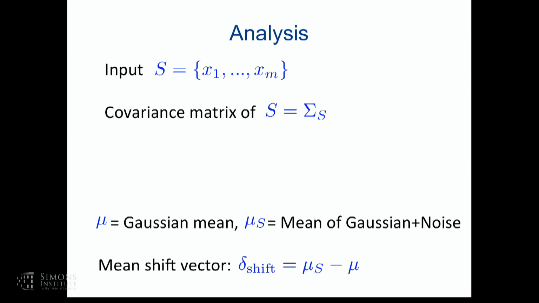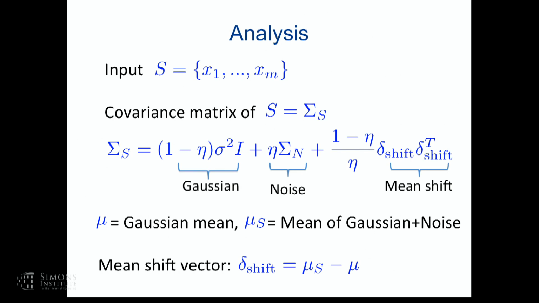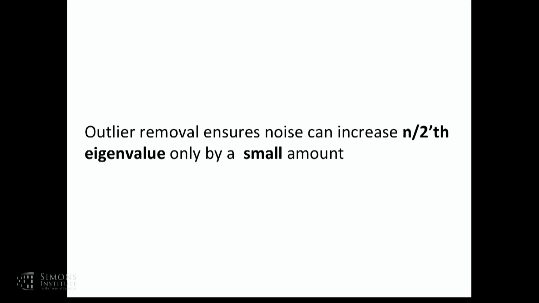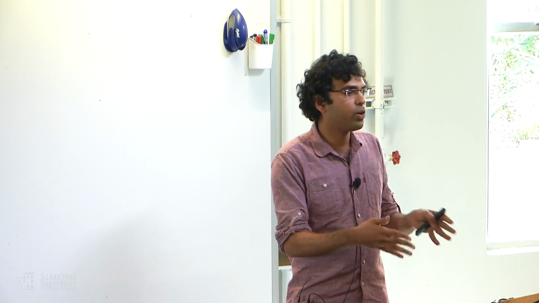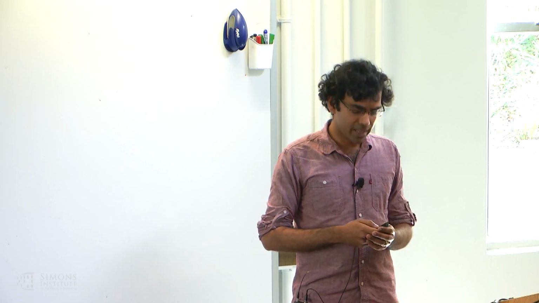I can sketch the proof as well. It'll take 2-3 slides. First we'll write down what the covariance matrix is in terms of the Gaussian part and the noise part. Here sigma s is the sample covariance matrix. We can write it as a sum of the Gaussian covariance matrix, the covariance matrix of the noise points, and a rank one term coming from the difference in the mean. What the outlier removal step gives us is a way to bound the trace of the noise points, which in turn lets us control the n over 2th eigenvalue of the sample covariance matrix.